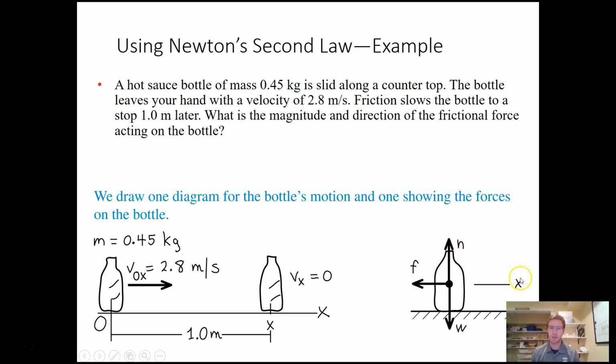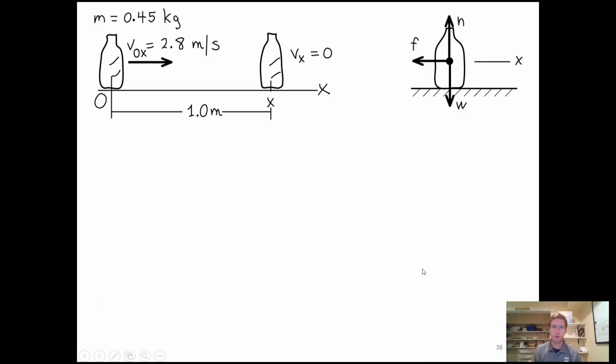So in the y direction, it's in equilibrium. But in the x direction, the only force is friction in the negative direction, and that's what we want to find. And so if we go to solve this, we know that the net force equals mass times acceleration. So the force of friction here, F sub F, is equal to mass times acceleration. The problem is I don't know the acceleration. I know mass and I want friction, but I don't know the acceleration.